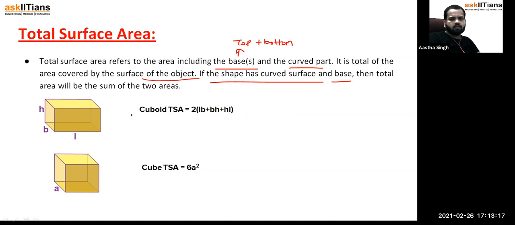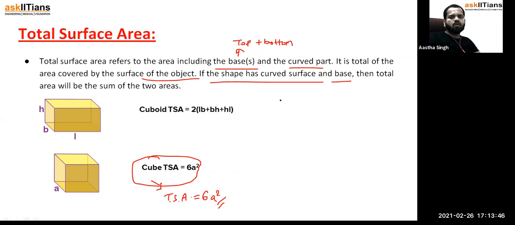Basically, in the case of a cube, the total surface area will be equal to 6A square. You have six faces: four walls, one top and one floor. Six faces, and each face is equal to A square. So the total surface area will be 6A square.